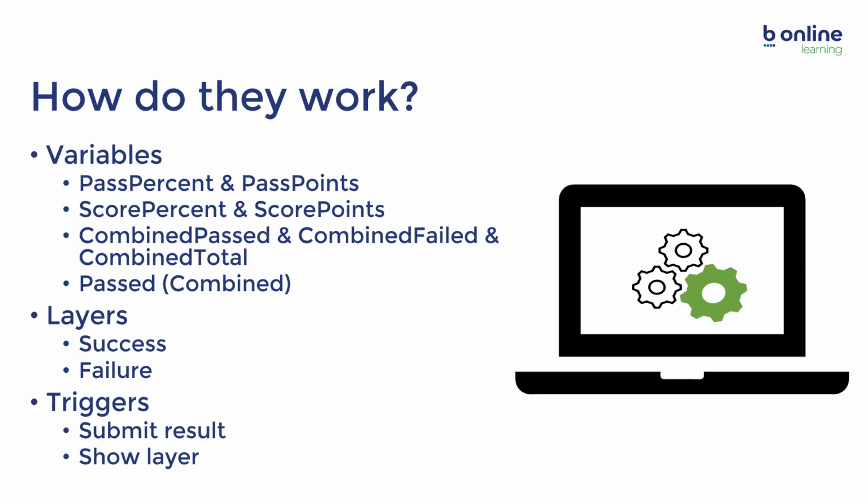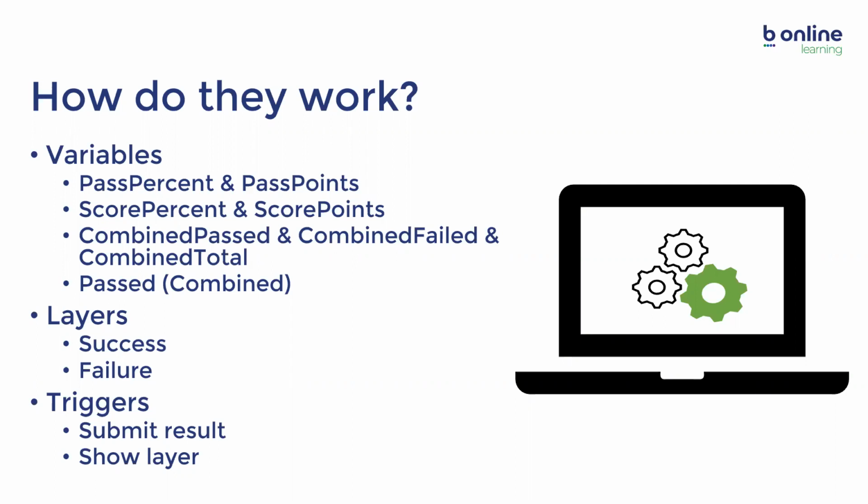Now, if you're using a result slide that is combining the results from other result slides in your course, where the learner has to pass all of the other quizzes in order to pass your final result slide, you will then get a Combined Passed, a Combined Failed and a Combined Total variable. Now, what these do is they track the number of quizzes that the learner has passed, the number that they have failed, and the total number of quizzes in the course.